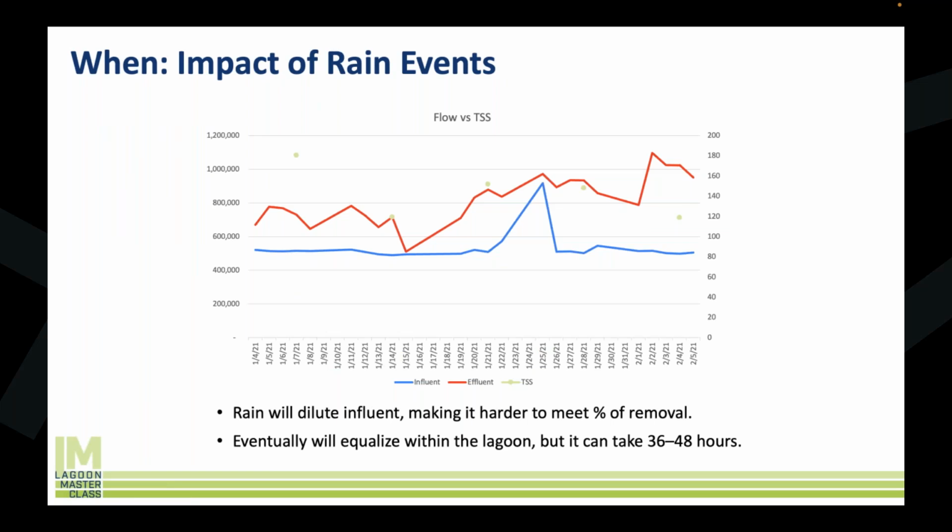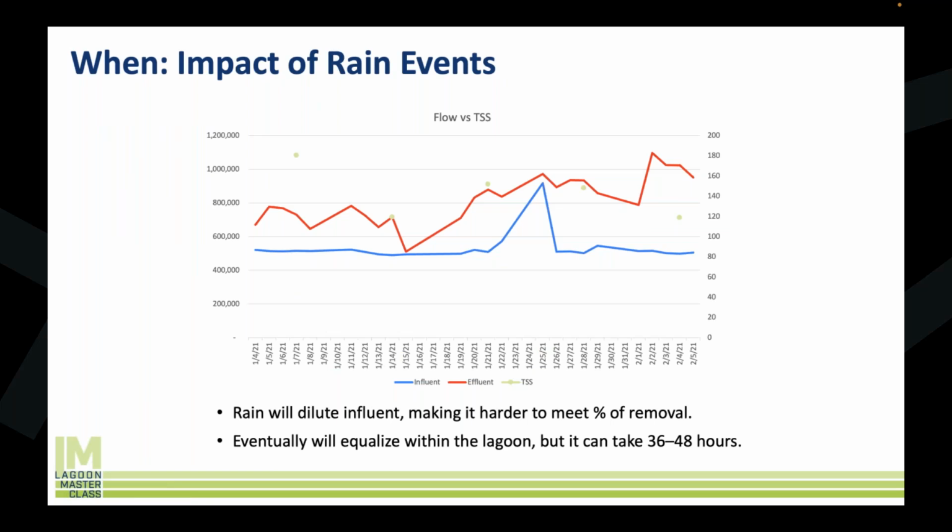Second aspect as to when is weather related. So as you can see here, this is a graph of a system with some TSS plot points on here, showing you what's coming in versus what's going out of the plant. And what's coming in is steady, steady, steady, steady, and then boom, big spike. So what's happening here? Well, the big spike's a rain event. We all see them. We've all got I&I issues. We all get a spike in flow when a rain event occurs, if you're a municipal lagoon system.